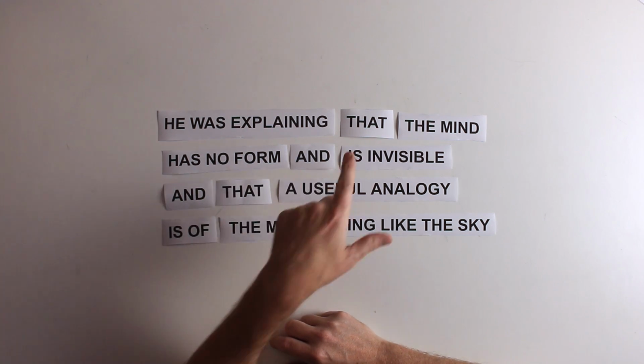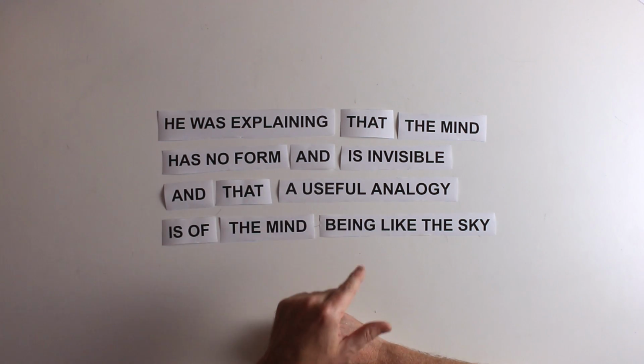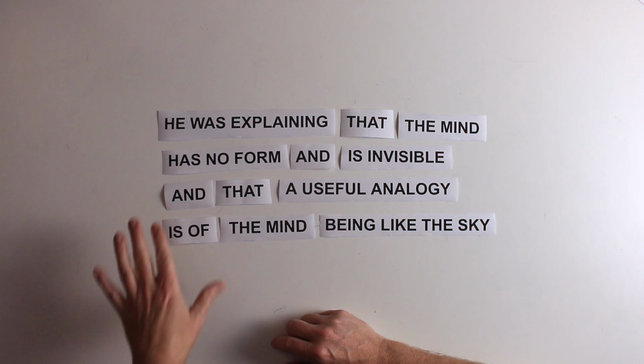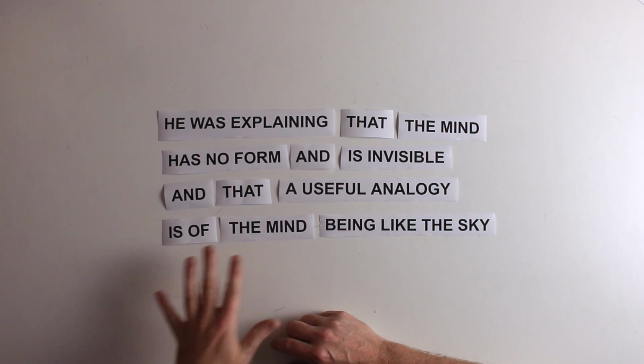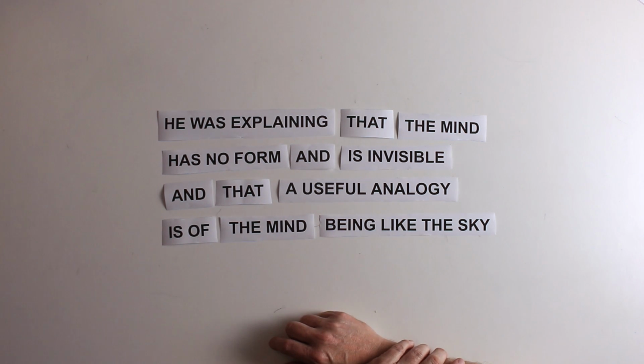He was explaining that the mind has no form and is invisible, and that a useful analogy is of the mind being like the sky.